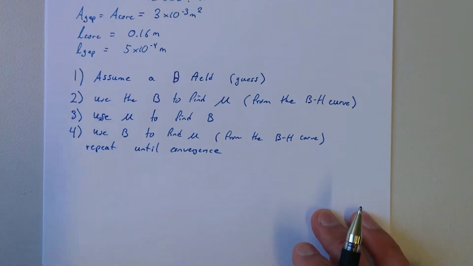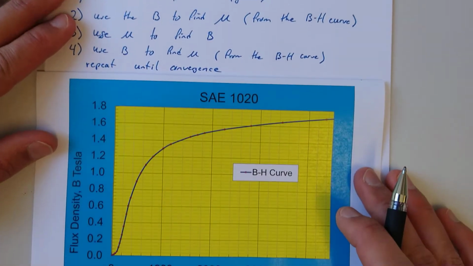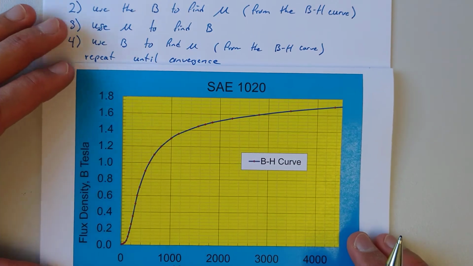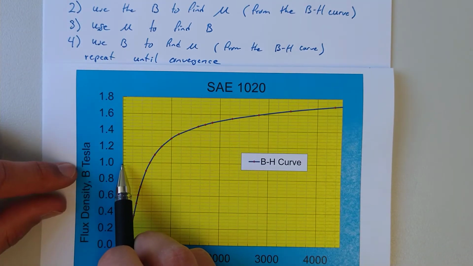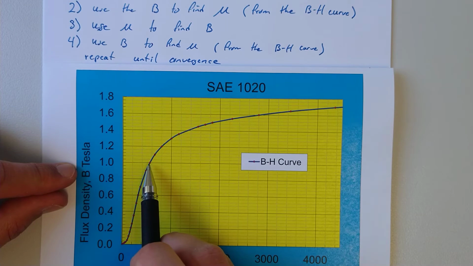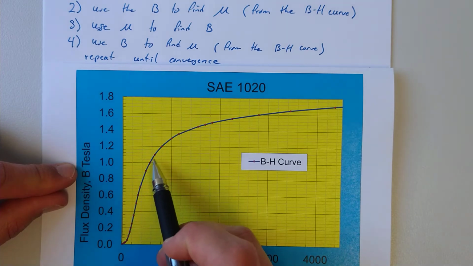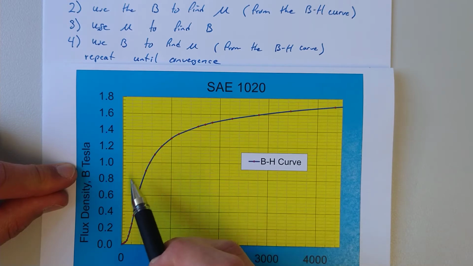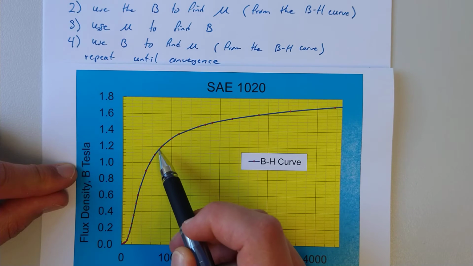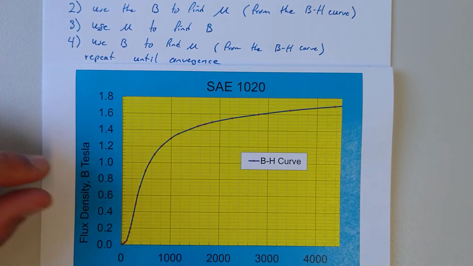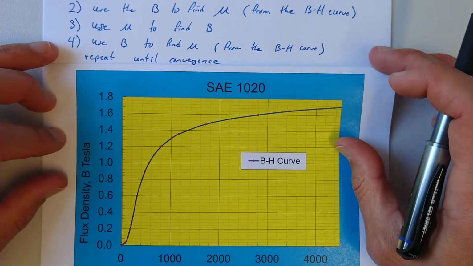So if we have a BH curve, it looks something like this. We'll take a guess at a value for the magnetic field. If we were at that magnetic field, we could determine the permeability. We can then use that permeability for the core to determine the new magnetic field. That should take us to a new point on the curve, and we repeat the process. Each time we do this, we should get closer and closer to the actual value.